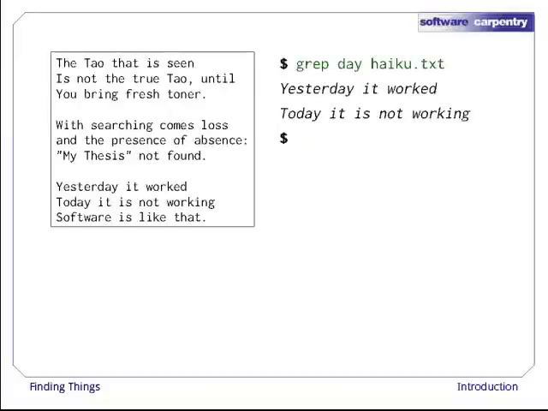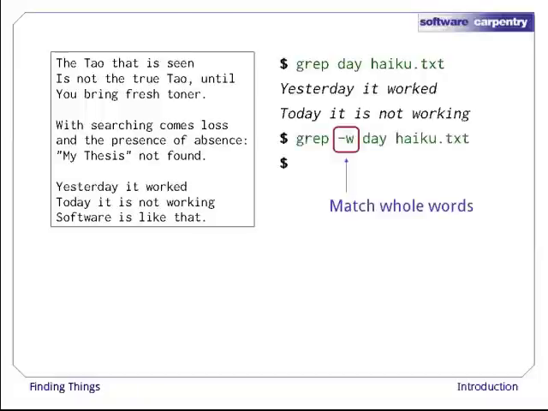Let's try a different pattern, day. This time, the output is lines containing the words yesterday and today, which both have the letters DAY. If we give grep the -w flag, it restricts matches to word boundaries, so that only lines with the word day will be printed, not lines with today or daytime. In this case, there aren't any, so grep's output is empty.